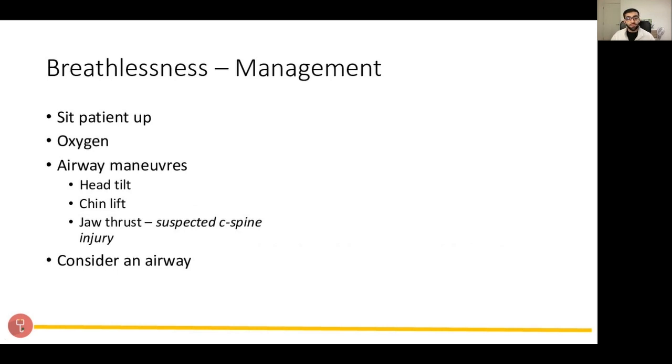In terms of how you manage this, the first thing you want to do is sit your patient up, give oxygen, and if that still doesn't work, consider some airway maneuvers that we talked about earlier. If these still aren't working, you want to consider an airway. So one of the ones we talked about before, an OPA, depending on the level of consciousness, an NPA, or if necessary, even an ET tube.